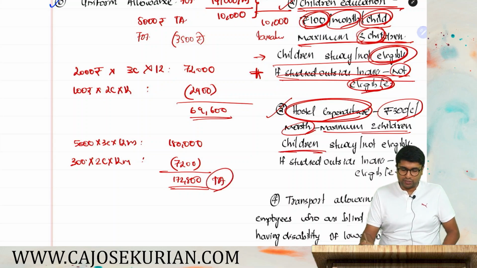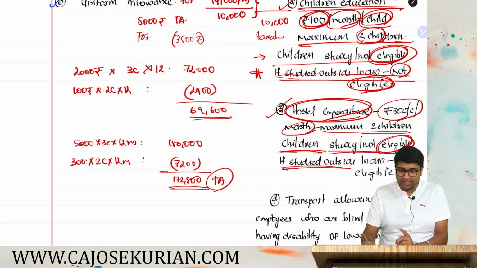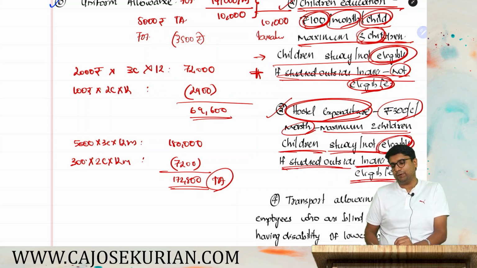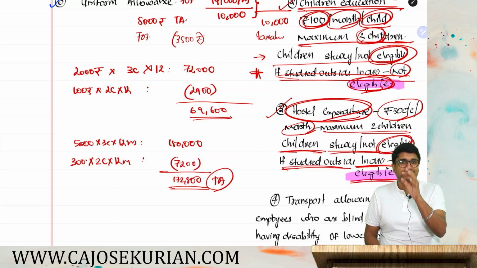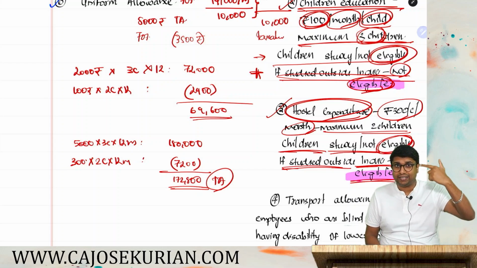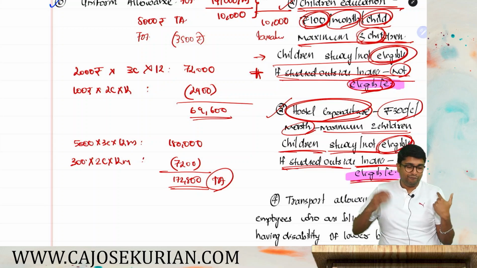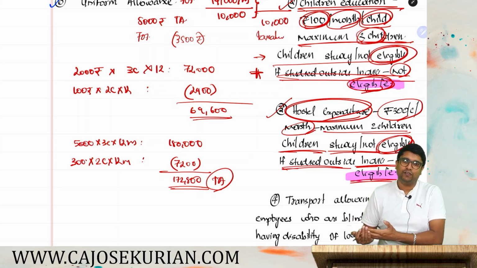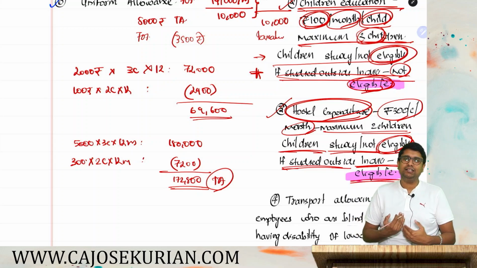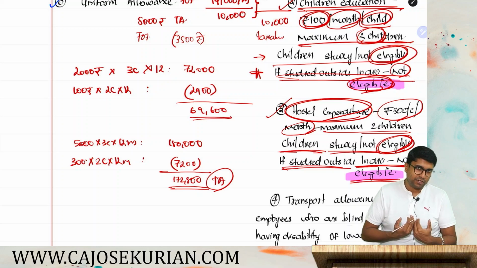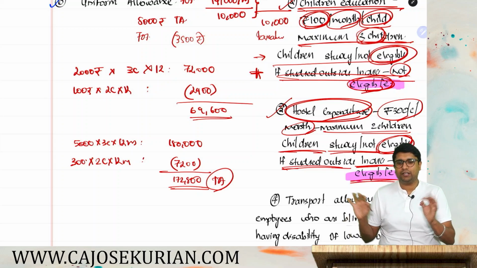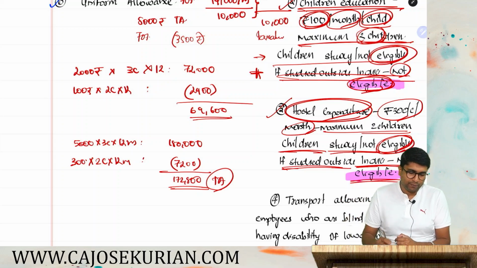So here also, whether your children study or not, you are eligible for the exemption. However, if your children is studying outside India, you are not eligible for the exemption. So in both the cases, for both the education allowance as well as hostel expenditure, you are not eligible for the exemption provided your children is actually studying outside India. Whether your children study or not, you will get an exemption. If your children study in India also, you will get an exemption. But if your children is actually studying outside India, you are not eligible for the exemption. That's what the department says.